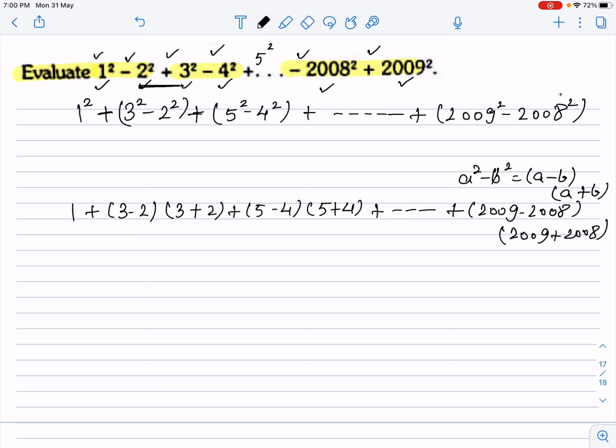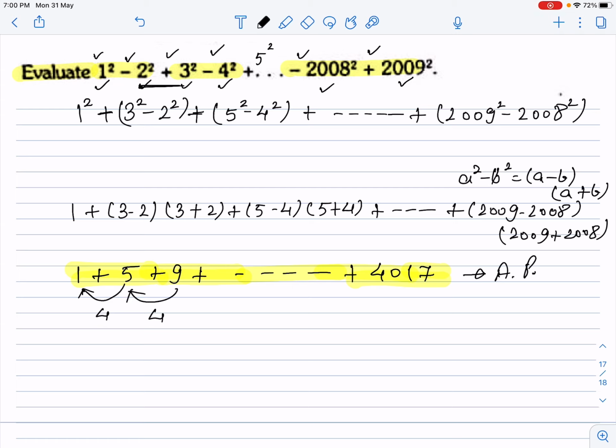So I would be getting one series that will be 1 plus 5 plus 9 plus goes on up to 4017. So you might be wondering which type of series this is. That is your final answer, my dear students, but you should not write it as it is. So this is an arithmetic progression. Why is it an arithmetic progression? Because the difference between consecutive terms is a constant quantity. That is, 5 minus 1 is equal to 4, 9 minus 5 is equal to 4.